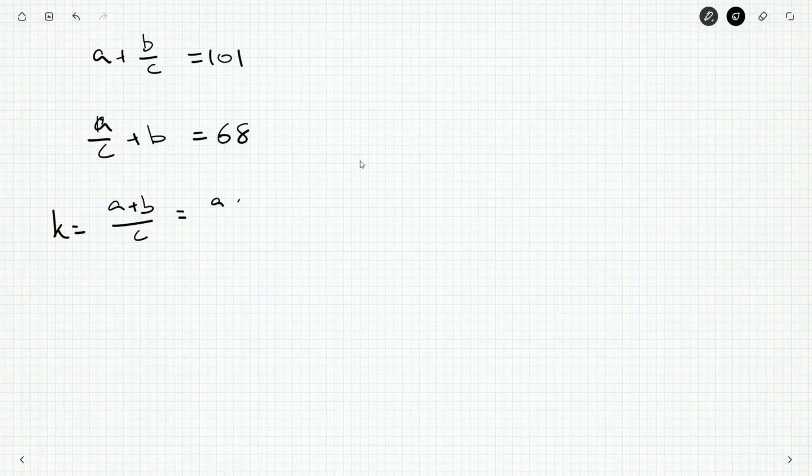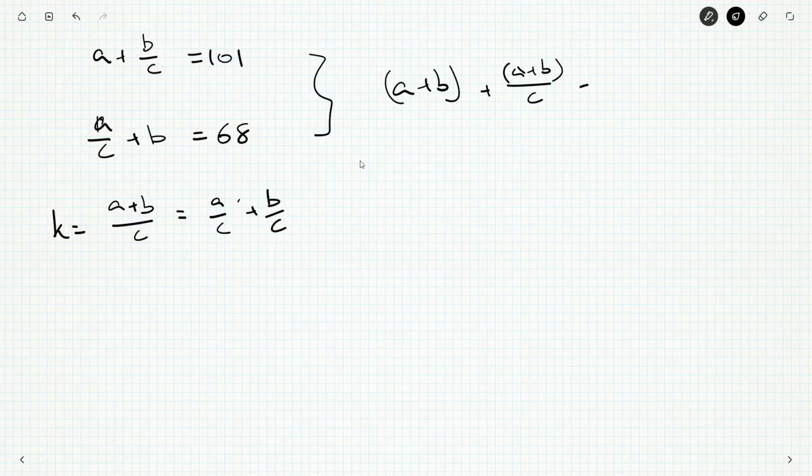k is equal to this. a/c + b/c is this expression. And hey, I've got an a/c and a b/c. So if I add these two equations, I will get (a + b + a + b)/c, and that's going to be equal to 169.